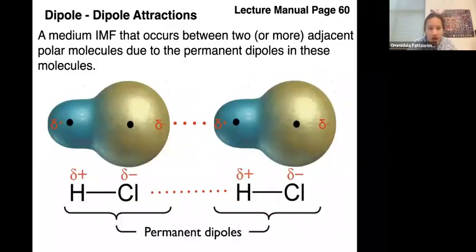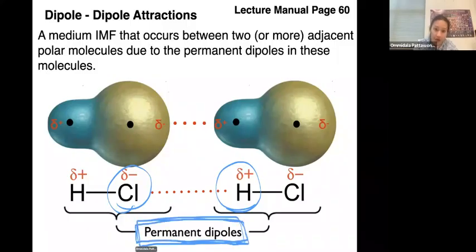So in this case, if you're looking at HCl, for example, HCl is a polar molecule. You are going to see that the partial negative charge from chlorine is going to interact with the partial positive charge of the hydrogen of the adjacent molecule. Again, note that this attraction is permanent. It's not temporary. Therefore, the dipole-dipole would be stronger than the dispersion, always going to be stronger than dispersion.